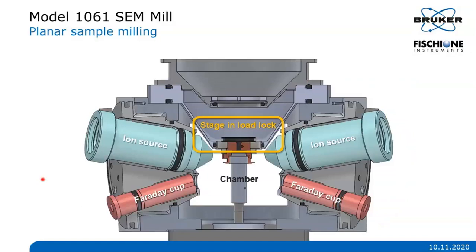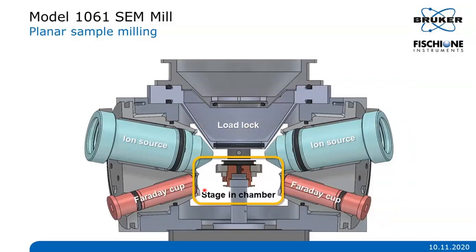Here we can see the cross-section of our model 1061 SEM Mill. You can nicely see two ion sources, two Faraday cups that allow you to monitor the beam currents, the stage and the sample, the load lock area and the chamber area. Now the stage and the sample are in the load lock area. In the next slide, the sample and the stage are in the chamber, in the milling position, ready to be milled.